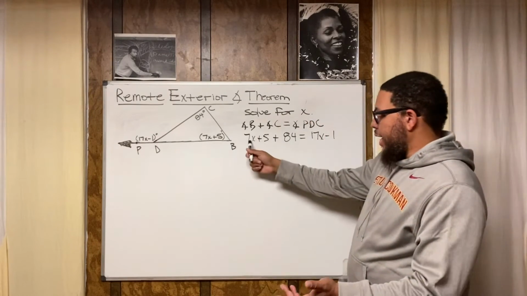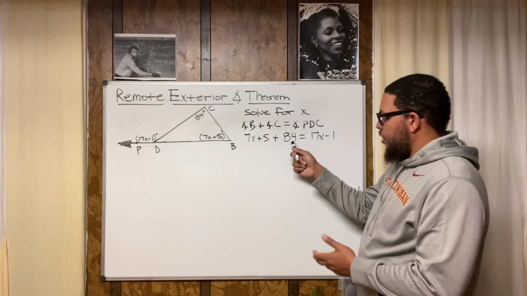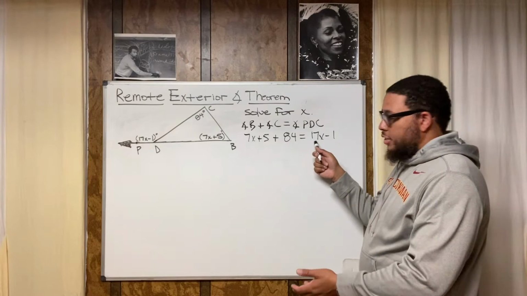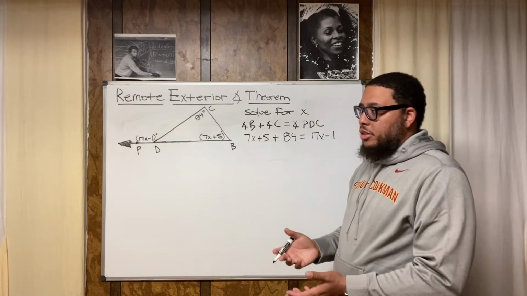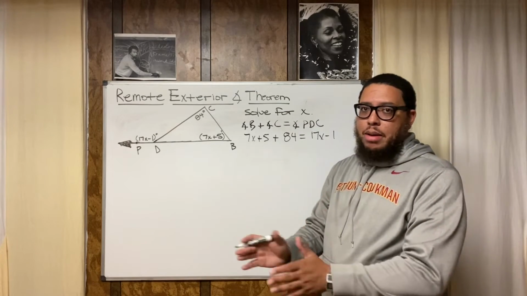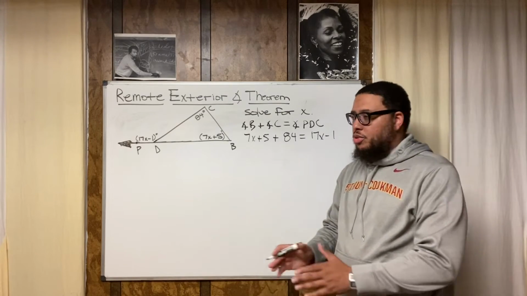That's why I got 7x plus 5 plus 84 is equal to 17x minus 1. And now I'm just doing algebra. The geometry is over. I'm in Algebra 1 again.